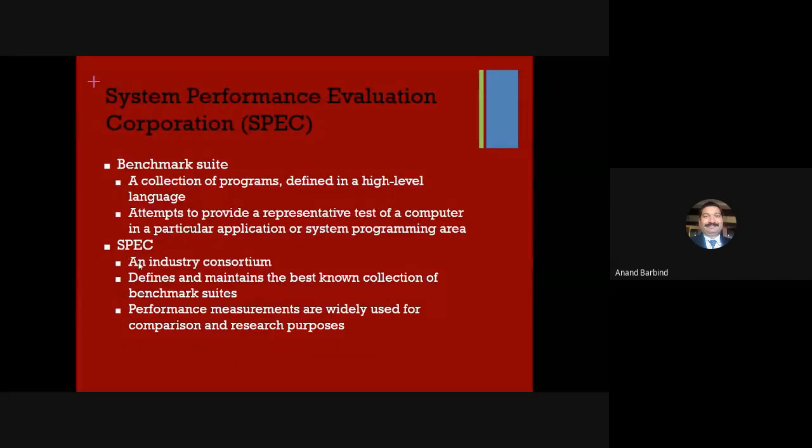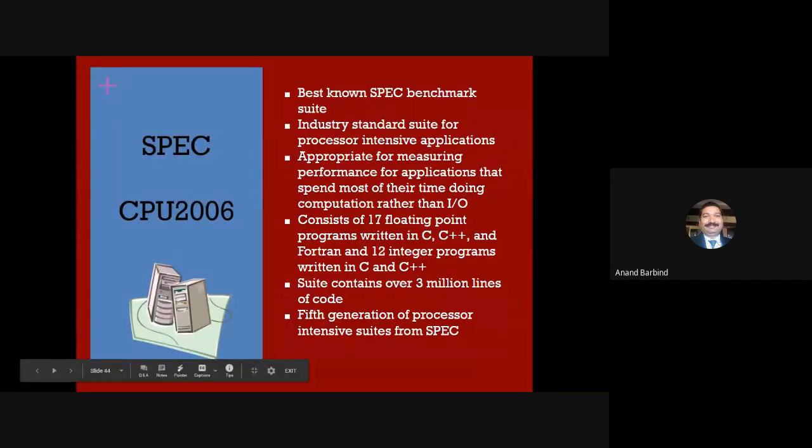It is an industry consortium. So it is not a single company, but many companies come together, and that forms the organization, that is, the industry consortium. It defines and maintains the best known collection of benchmark suites. Suites are nothing but collections of programs. Performance measurements are widely used for comparison and research purposes. Okay, so that is the characteristics of this.